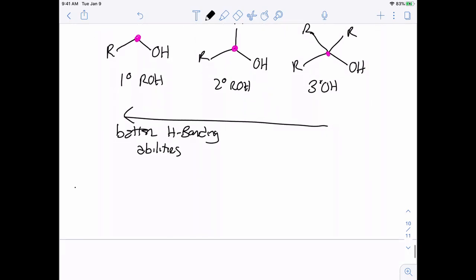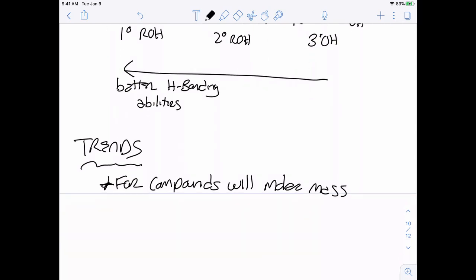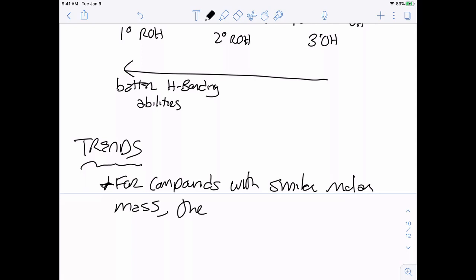So some trends for us. For compounds with similar molar mass, molar mass is the better term, the higher the intermolecular forces, the higher the boiling point and melting point.